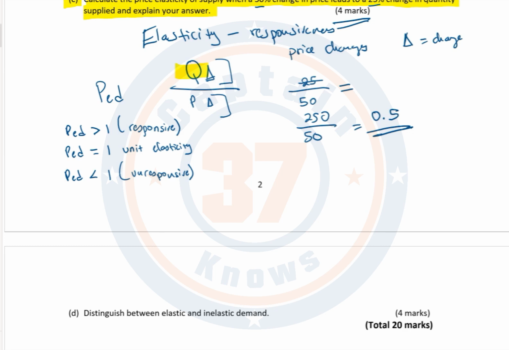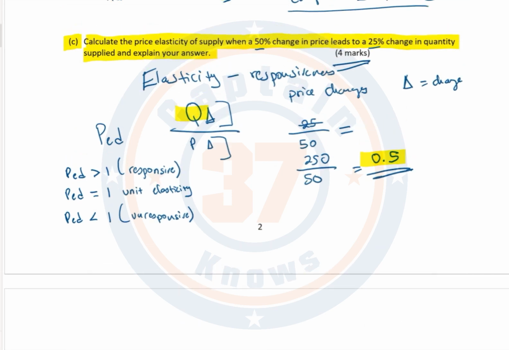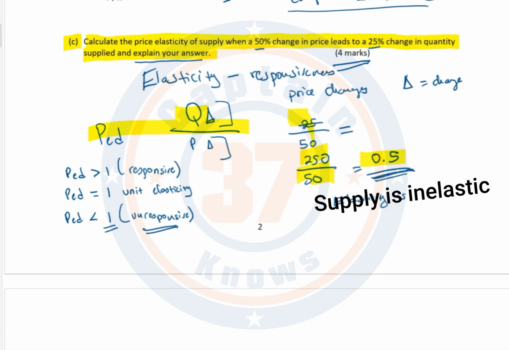And so in addition to writing that the answer is 0.5, remember, part of the question says explain your answer. So you have shown how you calculated, you've shown the formula and how you came up with it. But now that you have found 0.5, the examiner is asking, but what does this mean? What this means is that 0.5 is less than 1. This means that the elasticity is unresponsive. Inelastic is the word you need to use. This means that it is inelastic. And that is all that you needed to do.